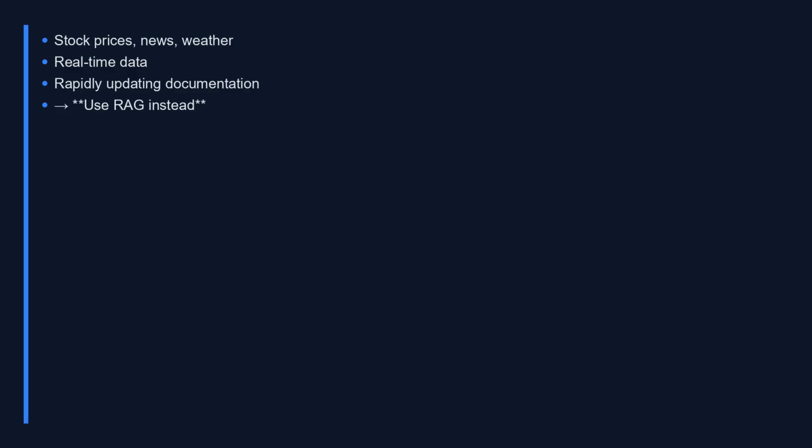Fine-tuning freezes knowledge at training time. For dynamic data, RAG is the right architecture. It retrieves current information at inference time rather than encoding stale facts into weights.